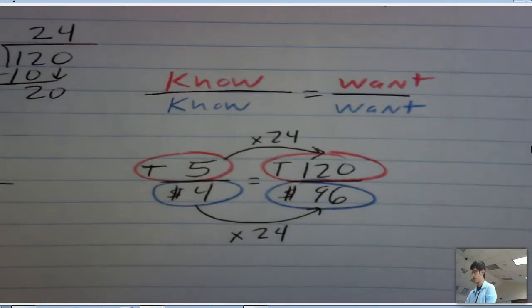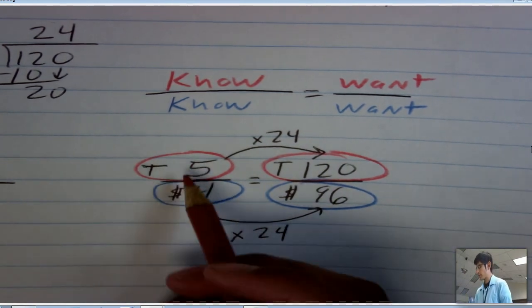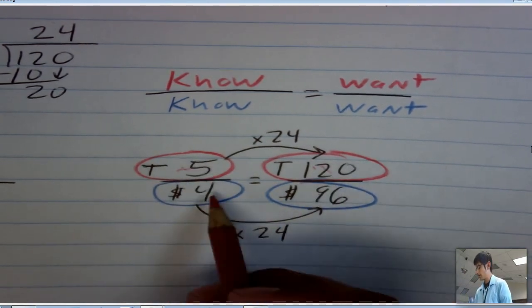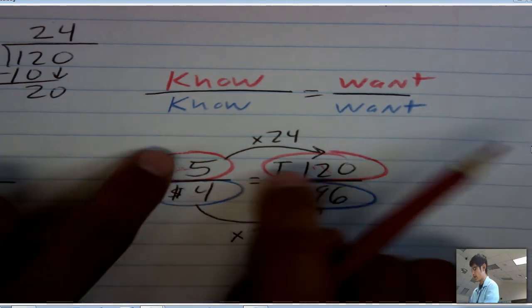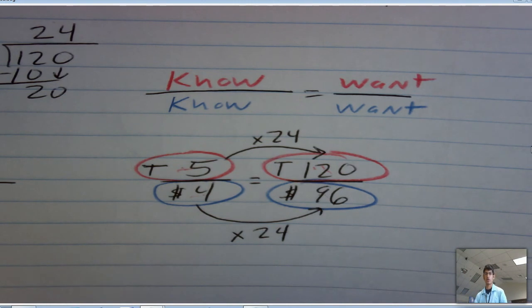The thing you got to remember is you need to keep the information together. These two reds need to be next to each other, and these blues need to be next to each other, or the reds could be on top and the blues on the bottom, but they have to be next to each other for your proportion to work.